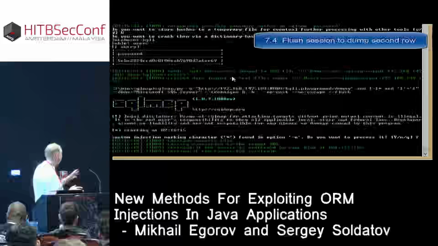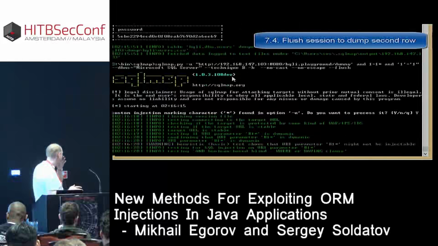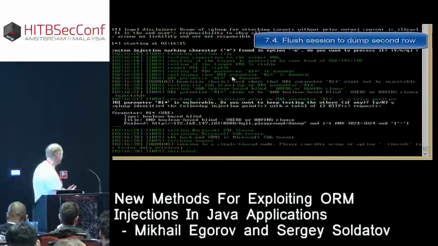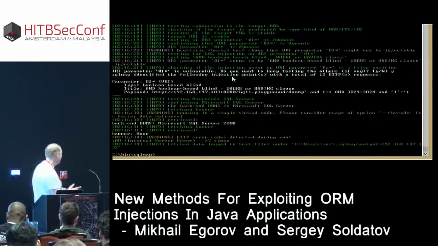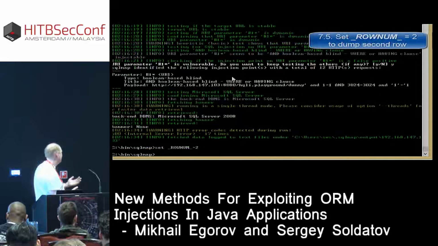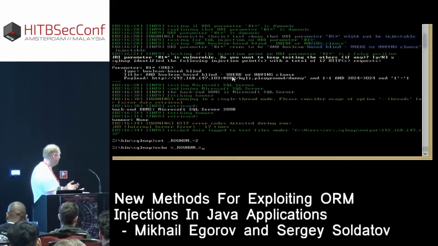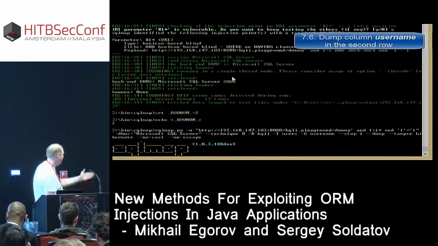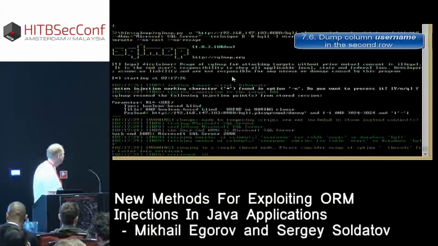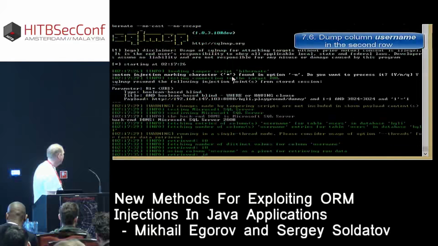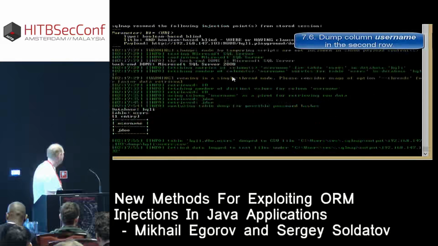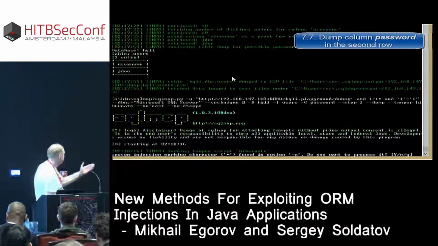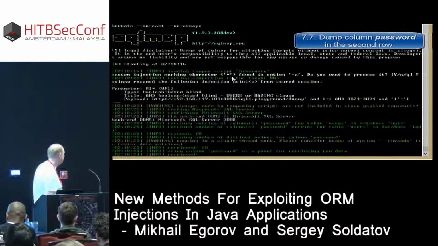So this is the command that flushes the session. And after that, you need to set the environment variable to 2 to dump another row. Again, specify username, and capital C password dumps the password.